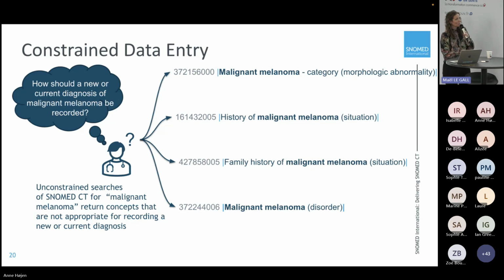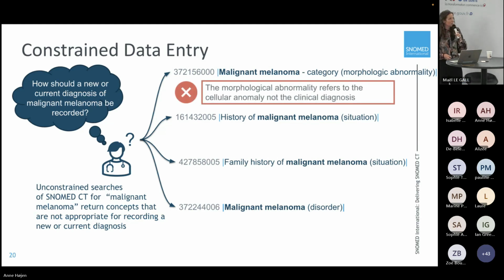So for example, would it be the first one that we will use for a new or current diagnosis? No, it wouldn't, because this concept is actually, and you can see that on the semantic tag, all concepts in SNOMED CT have what we call a fully specified name with that semantic tag, in the brackets. And you can see it's a morphologic abnormality. And when you know SNOMED, that means it's a type of body structure. It's the morphologic abnormal structure, so it's not the real diagnosis.